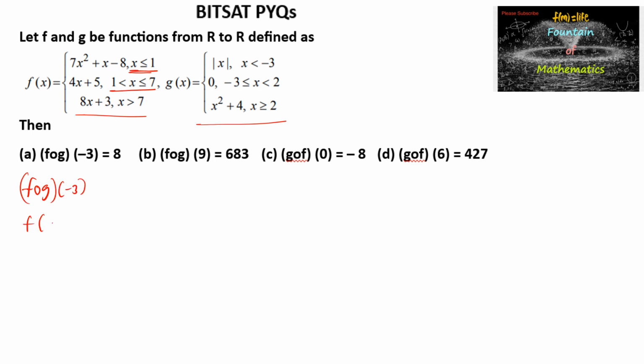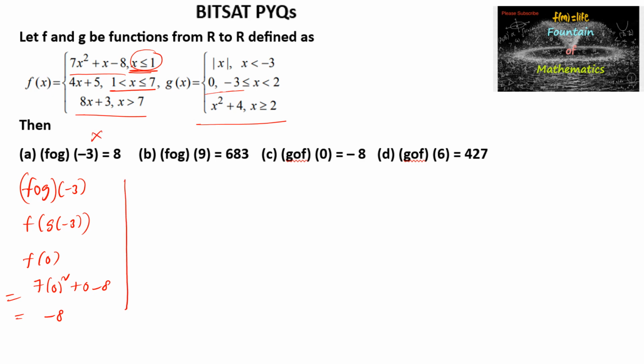So we can write f of g of negative 3, and g of negative 3 means the function can be taken here as 0. So f of 0 is, when x is 0, you can consider the x less than or equal to 1 case. So we can write 7 into 0 square plus 0 minus 8, that is negative 8. So f circle g of minus 3 is negative 8, but in the option it is given as plus 8. So the first option is not correct.